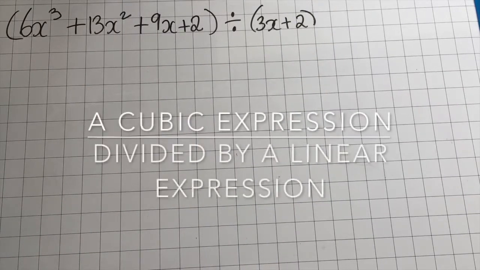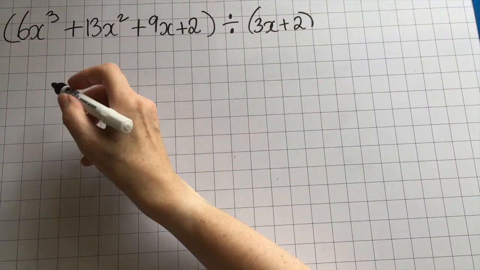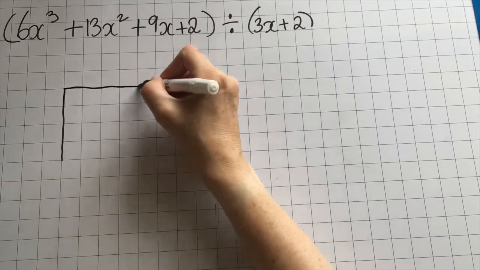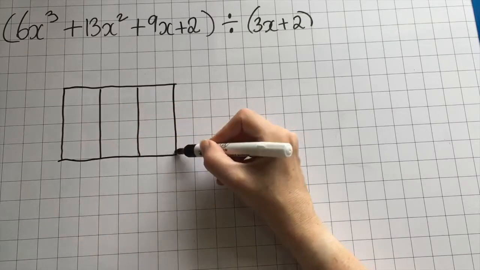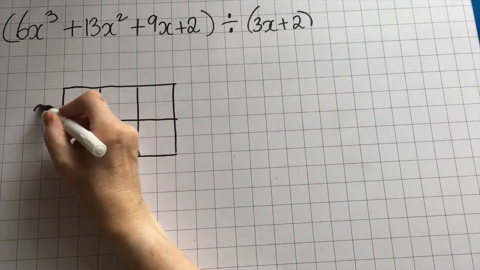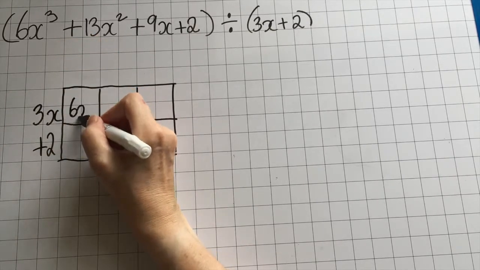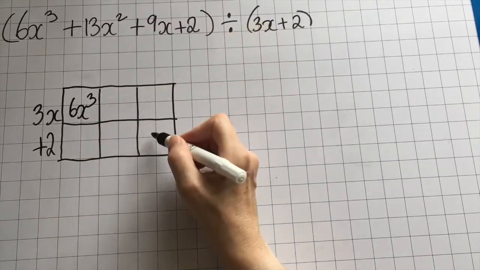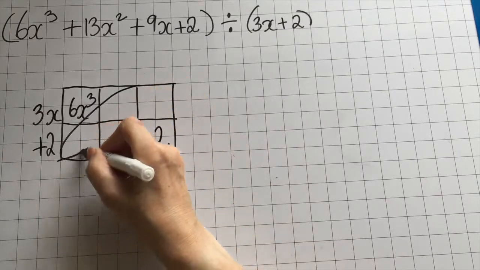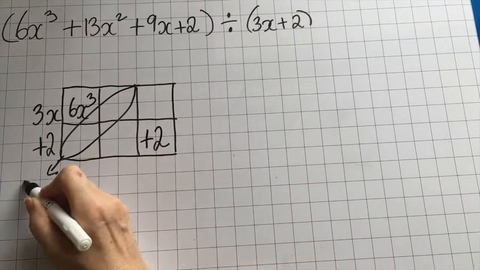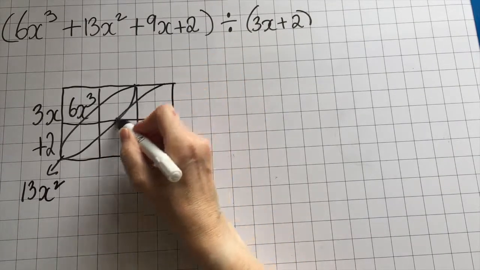Here I have a cubic expression and it's divided by a linear expression. 3x goes into 6x cubed, 2x squared times, so I'm expecting to get a quadratic in my answer. So the maximum number of terms in my answer is 3. So I set up a 2 by 3 grid, putting the 3x plus 2 on one side, and now putting my answer inside the area of the boxes. So it's 6x cubed, I put the plus 2. Along the diagonals, I know that I'm going to get plus 13x squared and also plus 9x.